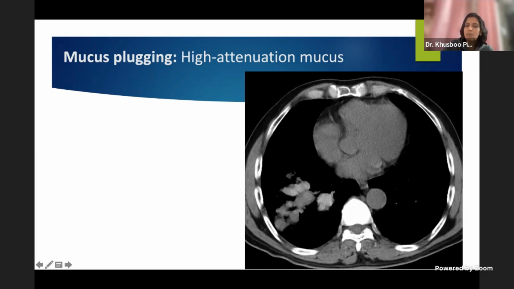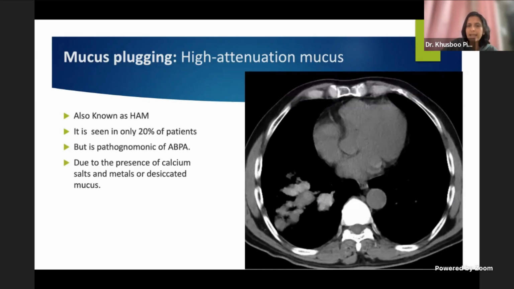As I stated, more commonly in patients with ABPA, you will see the hypodense mucus rather than the high attenuating or hyperdense mucus. But if you see the high attenuation mucus in a dilated bronchus, it becomes pathognomonic for allergic bronchopulmonary aspergillosis. Again, stressing that it is seen in only 20% of the patients, and the presence of this high attenuation mucus is due to the calcium salts and other metals which are secreted by the fungus.